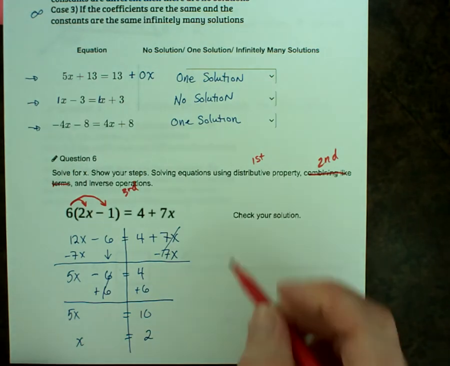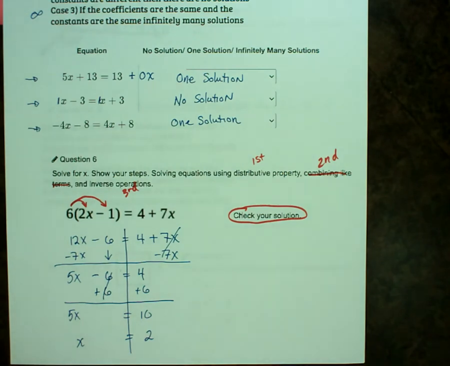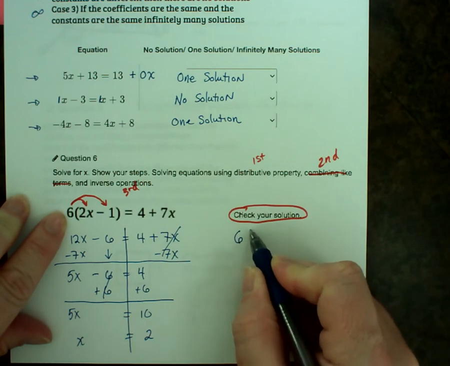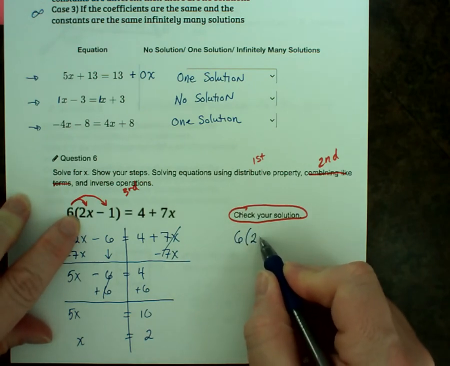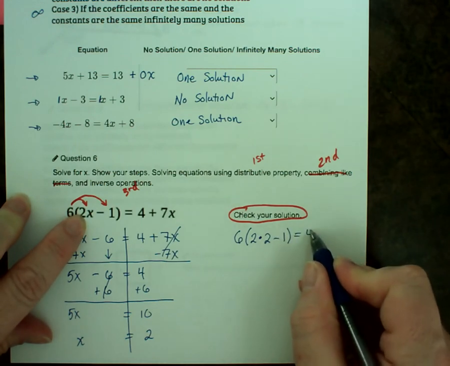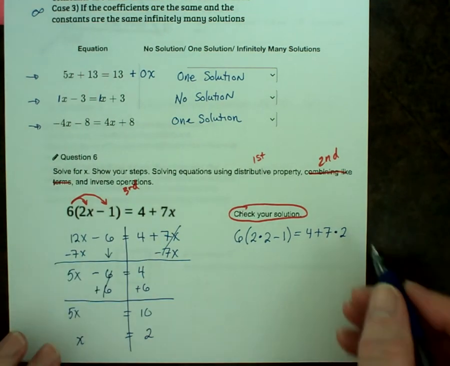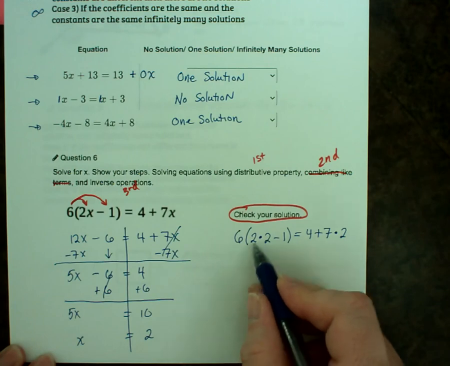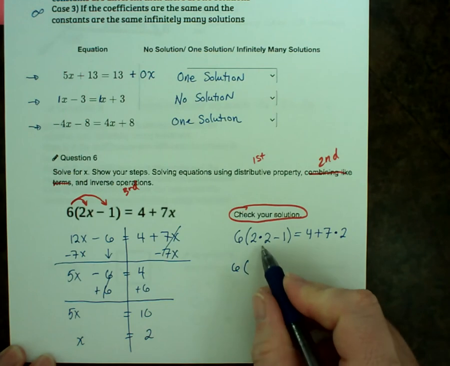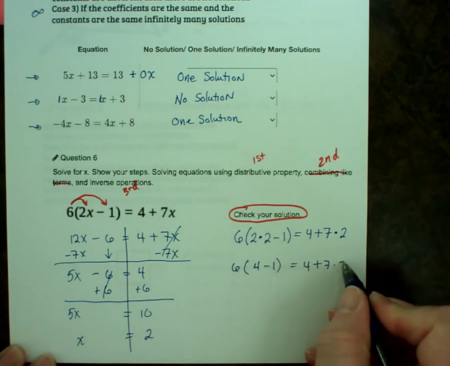And check your answer. You have to substitute it in. I have some resistance in this class sometimes. 6 parentheses 2 times 2 minus 1 equals 4 plus 7 times 2. So I'll do inside the parentheses. I got to do multiplication before I do subtraction inside. 6 times 4 minus 1 equals 4 plus 7 times 2.